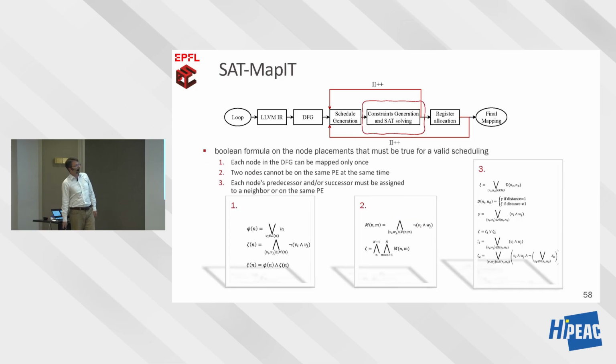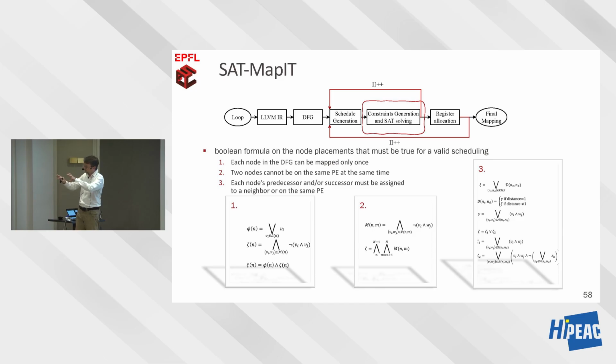All this information can be fed to a SAT solver, which takes constraints and the graph as input, and then produces a feasible solution if one exists. What are these constraints? Each node in the DFG can be mapped only once. Two nodes cannot be on the same processing element at the same time, and each node's predecessor or successor must be assigned to a neighbor or on the same PE.